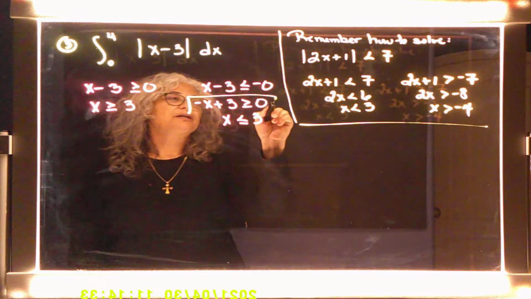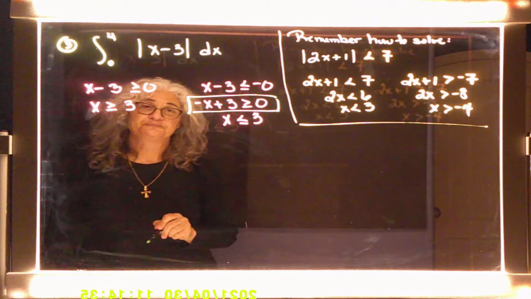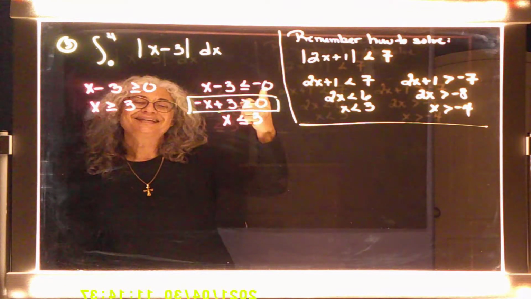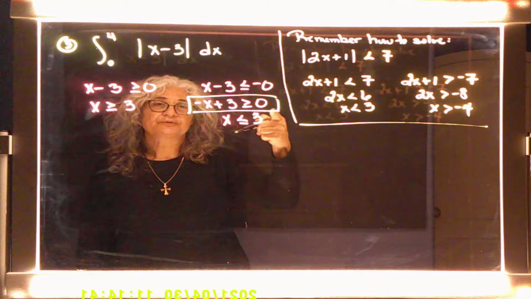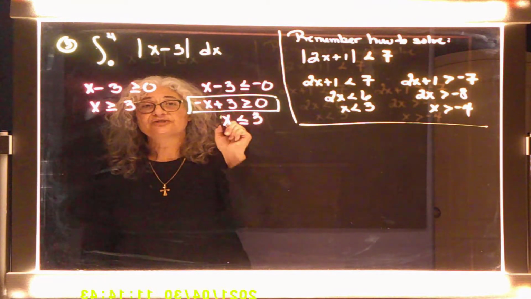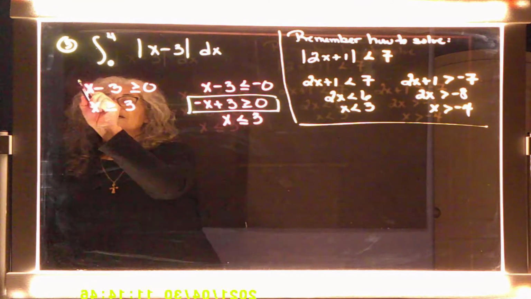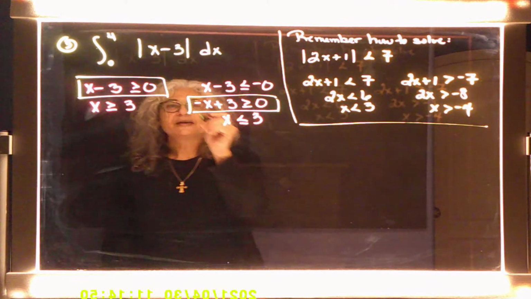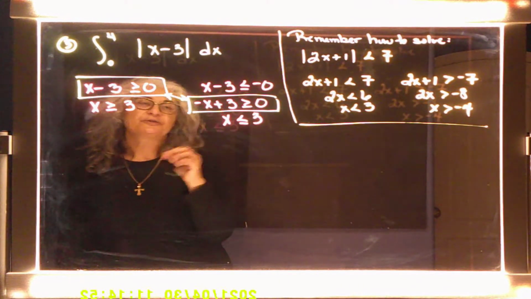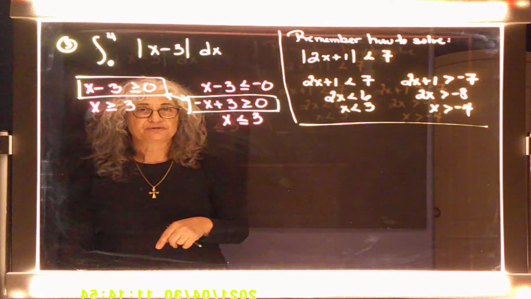This inequality makes sense because I can't have a negative 0. That doesn't make sense. Negative x plus 3 is greater than or equal to 0. That makes sense in terms of how to write it. x minus 3 is greater than or equal to 0. They both match up. They're both greater than or equal to 0.